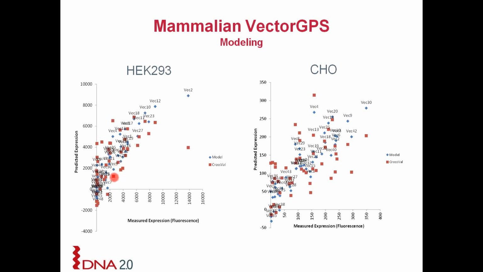So we could do this with a variety of cell lines in transient and stable, and I will go on to show you more data on that. But the cool thing is that we can predict the expression of specific vector element combinations in a system.